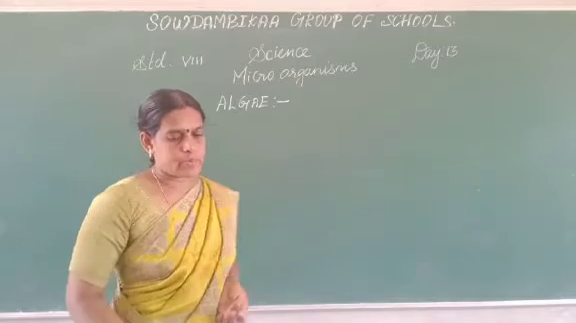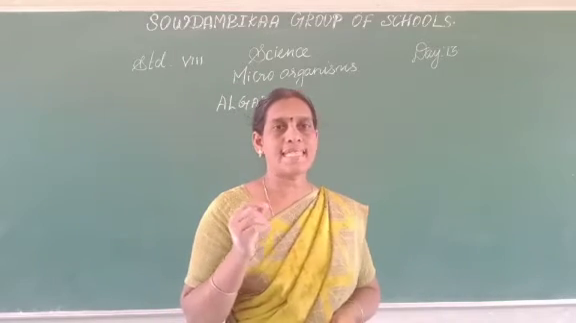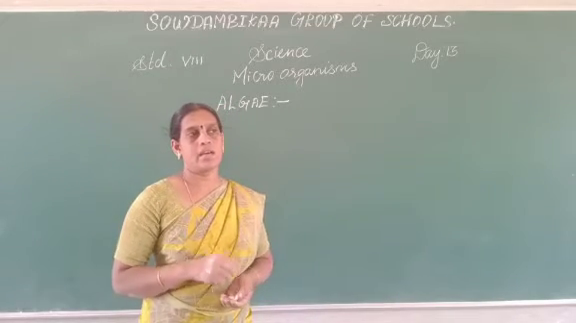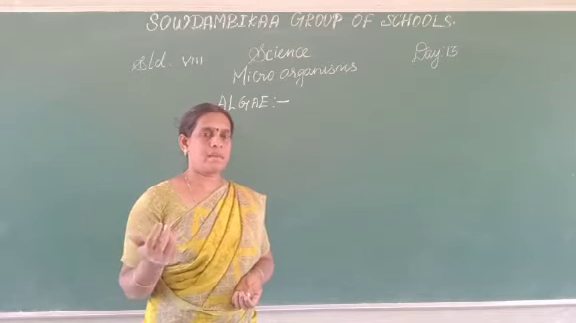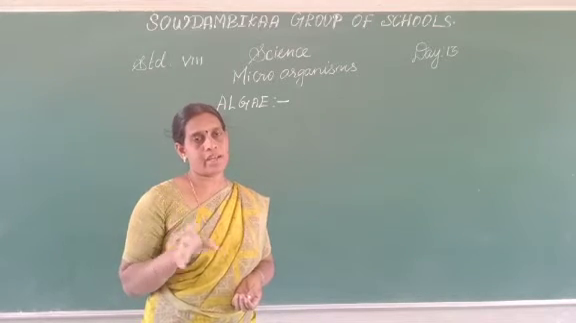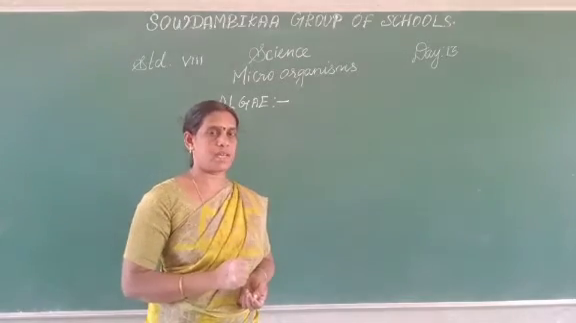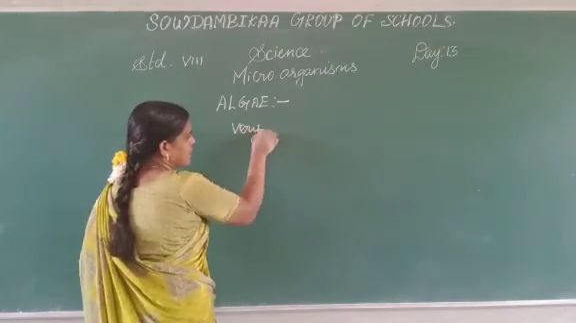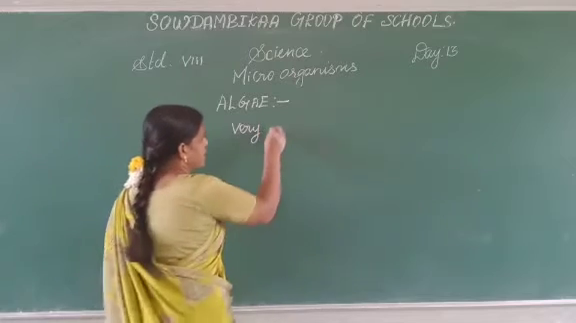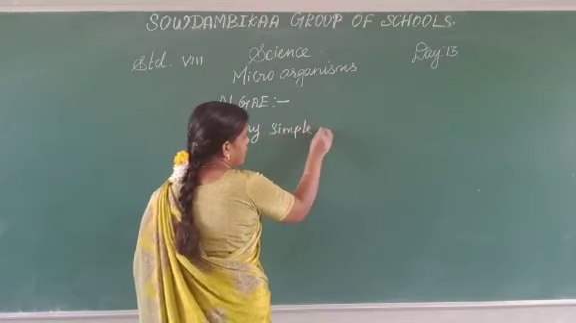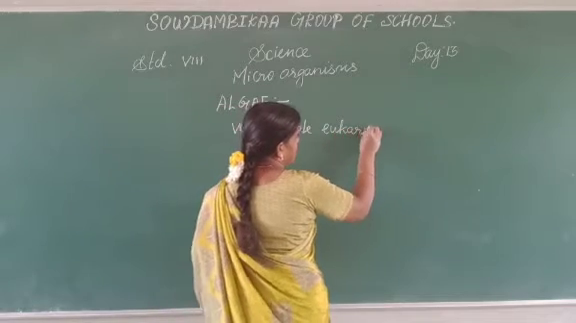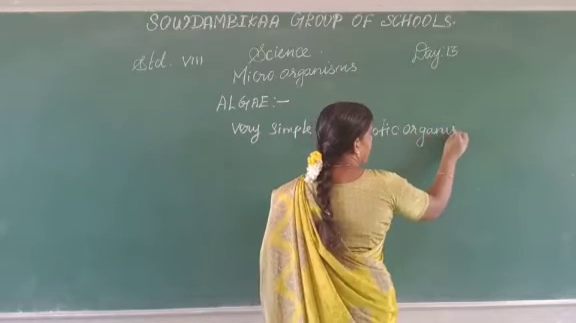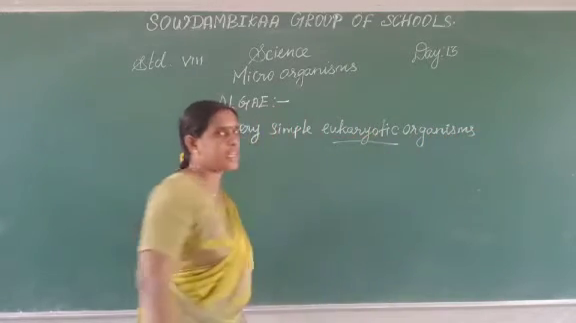What is meant by alga? Alga are very simple plant-like eukaryotic organisms. What is meant by eukaryotic? Yesterday I told: prokaryotic means no well-defined nucleus, eukaryotic means well-defined nucleus. So the alga is a very simple, primitive plant.